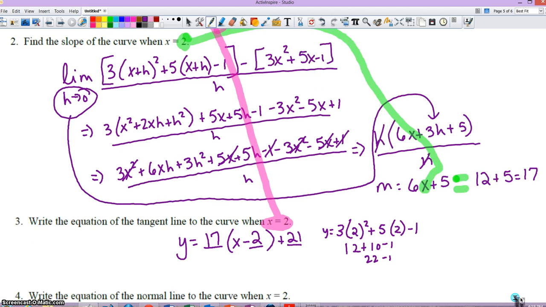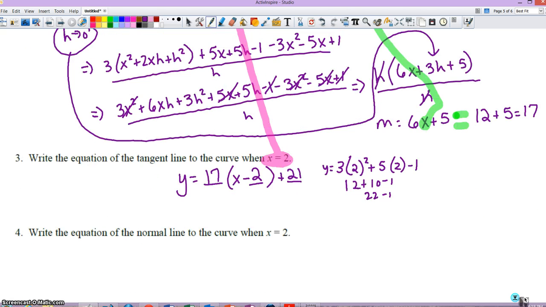There's more. That's the tangent line. The normal line is the same thing. It's just going to be negative 1/17 times x minus 2 plus 21.